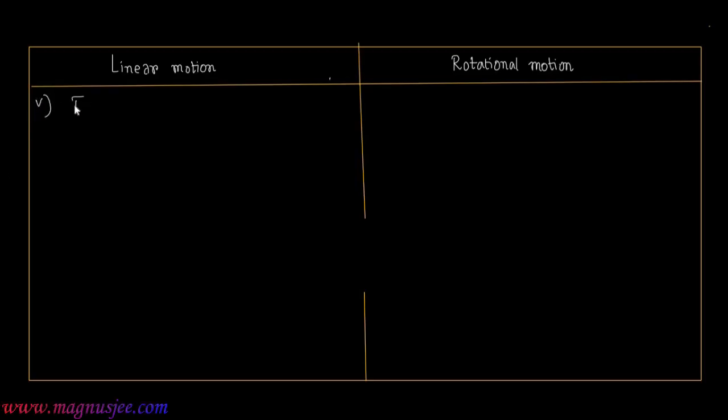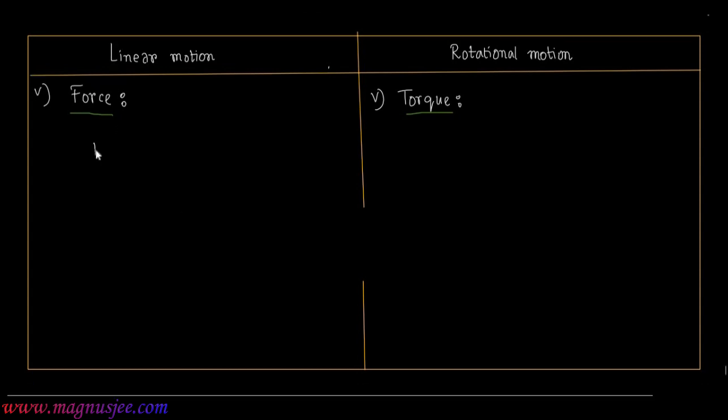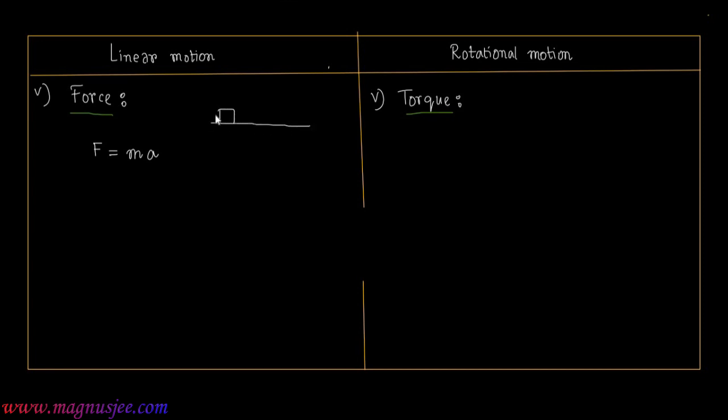To find the dimension of torque, we have to compare force and torque. Force F is equal to m into a, that is the product of mass and acceleration.